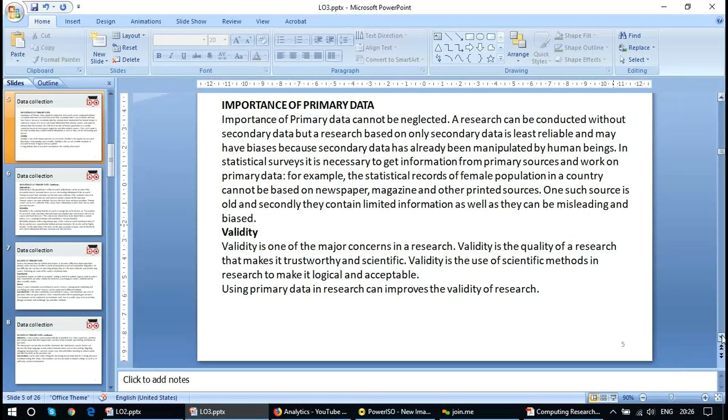Validity is one of the major concerns in research. Validity is the quality of a research that makes it trustworthy and scientific. Validity is the use of scientific methods in research to make it logical and acceptable. Using primary data in research can improve the validity of research. So it is obvious that if you did the experiment, you can say it is valid, you have done this on that particular number of samples. If you say that you have done the experiment on 3 and you have collected the data from 7, then it won't make a valid argument, right?